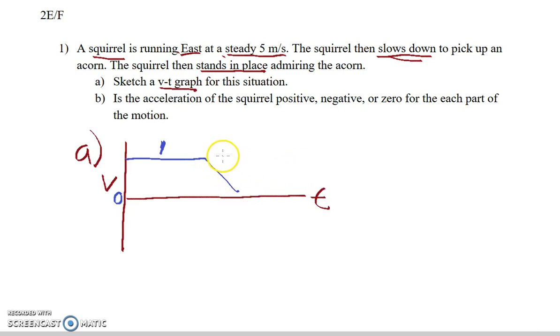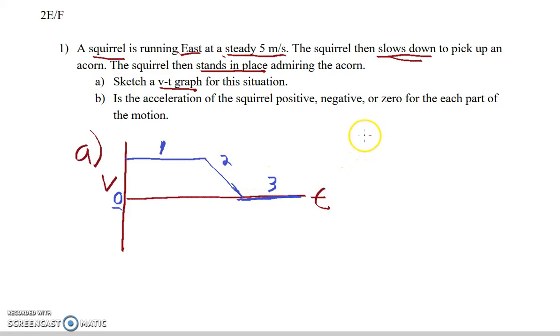That's part 2. And then part 3, it says it stands in place admiring the acorn. If it gets to standing in place, that means it got all the way to 0. It didn't just slow down, it slowed down all the way to a stop, and it's standing in place. Standing in place means a 0 velocity, so it's going to be right on that t-axis. That's the third part. So: constant velocity, slowing down, stopped.